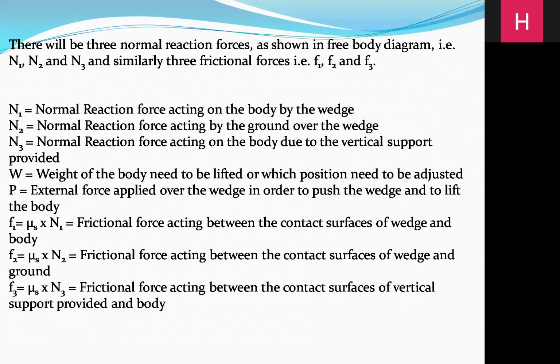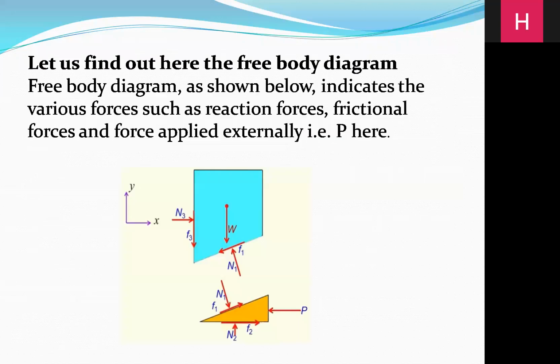F1 is taken as mu s into N1, the frictional force acting between the contact surfaces of the wedge and the body. F2 is mu s into N2, the frictional force acting between the contact surfaces of the wedge and the ground. F3 equals mu s into N3, the frictional force acting between the body and the vertical support. All this we can see in the free body diagram in this slide.